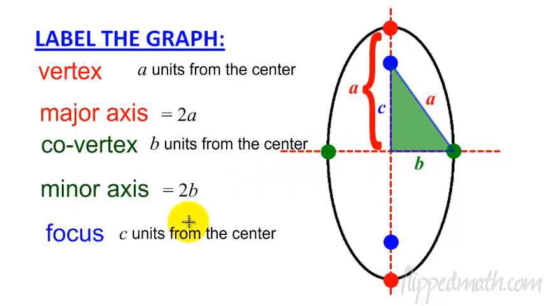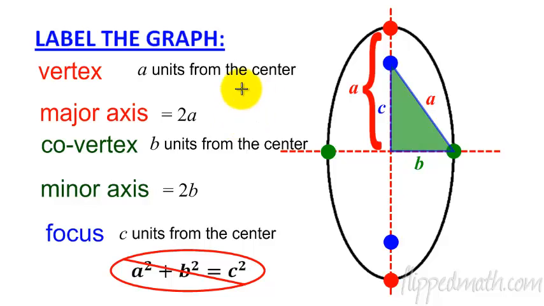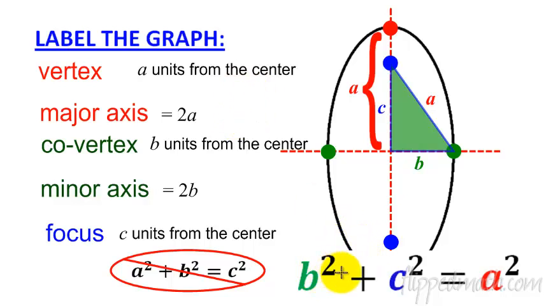So if we know the distance between the center and C and the center and B, we can use it with the Pythagorean theorem. You're used to a squared plus b squared equals c squared, but what we're actually using is b squared plus c squared equals a squared. Why is it different? Because the B and the C are the legs in this instance, and the A is the hypotenuse. So you just got to be careful how you write this down.